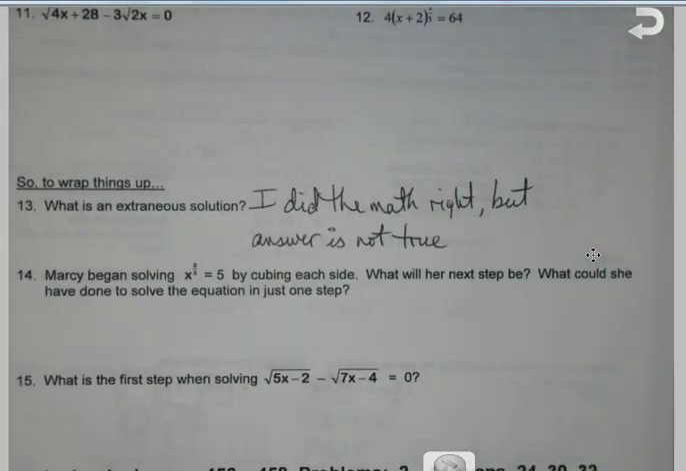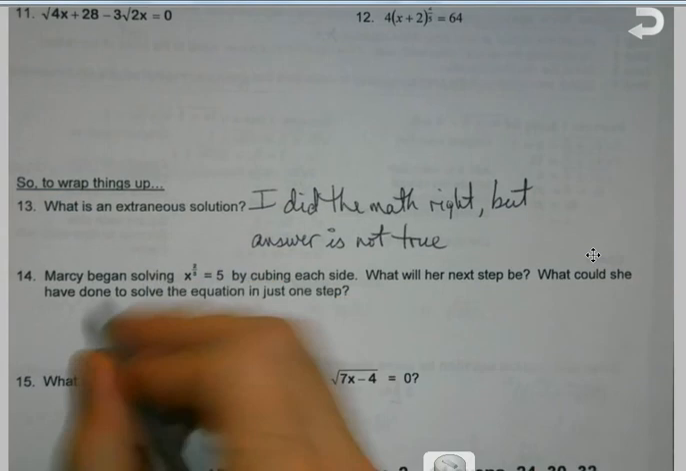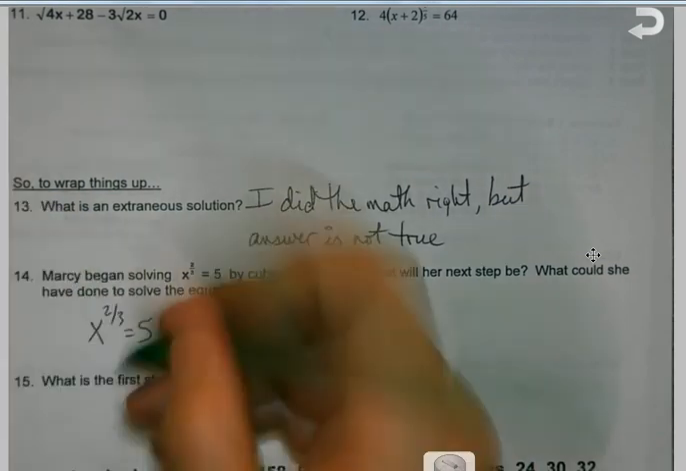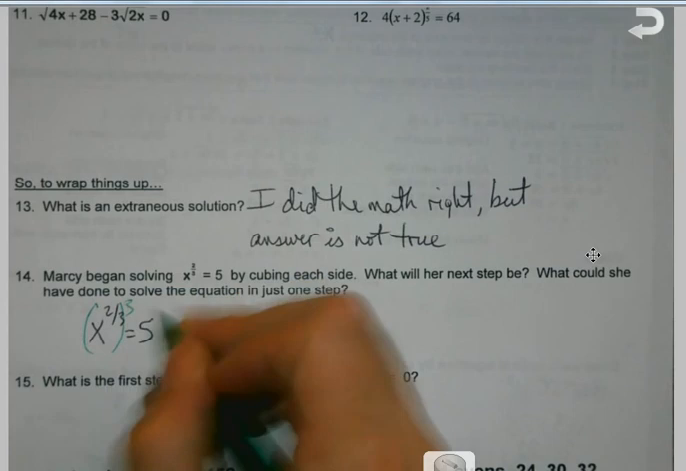So Marcy began solving x to the 2/3 equals 5 by cubing each side. What would her next step be, or what could she have done to solve the equation in just one step? Well, let's think about what she did. Here's her problem, and she decided she was going to cube each side first.